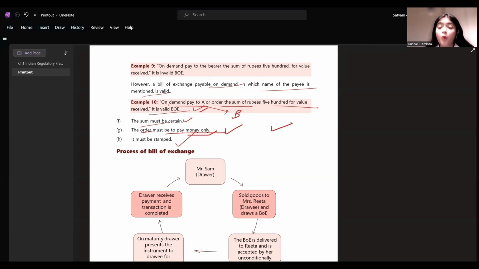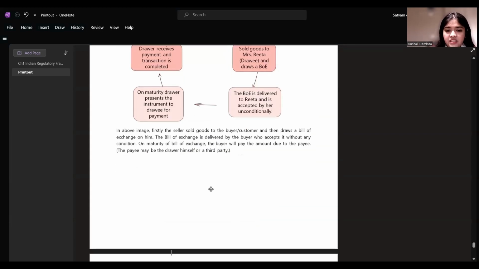Okay. I hope the essential characteristics of a bill of exchange are clear. The parties of a bill of exchange are clear. Let's see how the process works: how a bill of exchange gets encashed, who pays the money, where the money is paid, and what things are there.